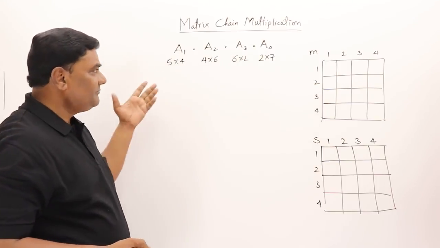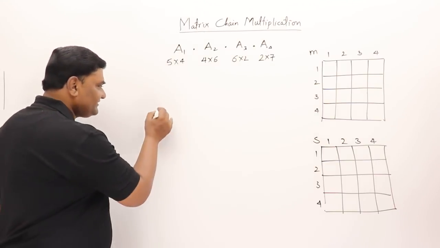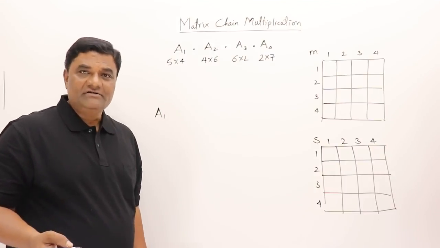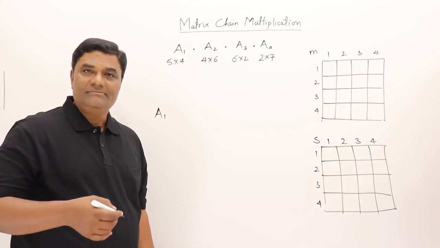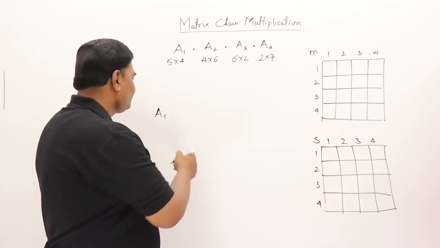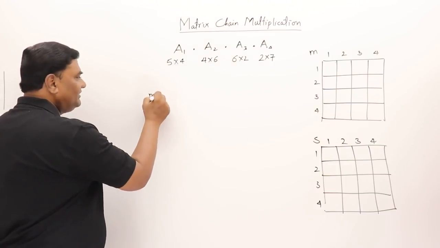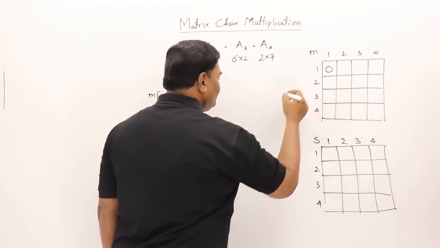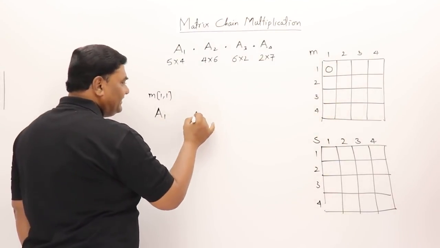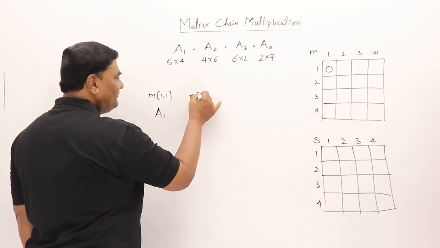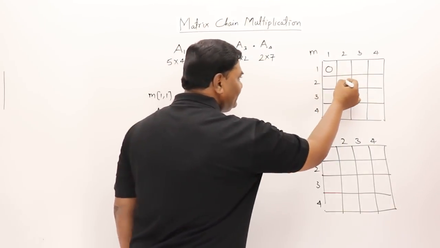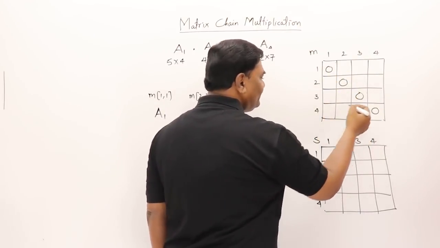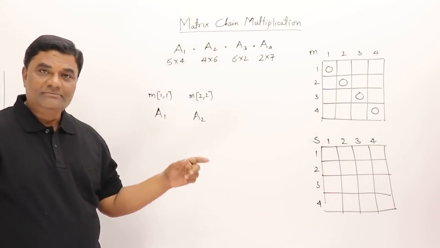So actually we are talking about multiplication. Let us take just A1, not multiplied with anything. So what is the cost of multiplication? It's not multiplied with anything, so the cost is 0. When I say A1, let me call it M of 1 comma 1. So M of 1 comma 1 is 0. Then if I take just A2, this will be M of 2 comma 2, and there is nothing multiplied, so this is also 0. Same way M of 3 comma 3 is 0, and 4 comma 4 is 0. So this is the small problem.